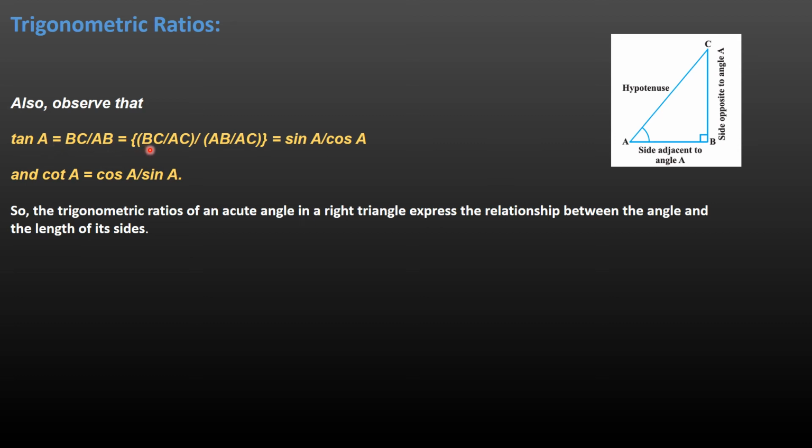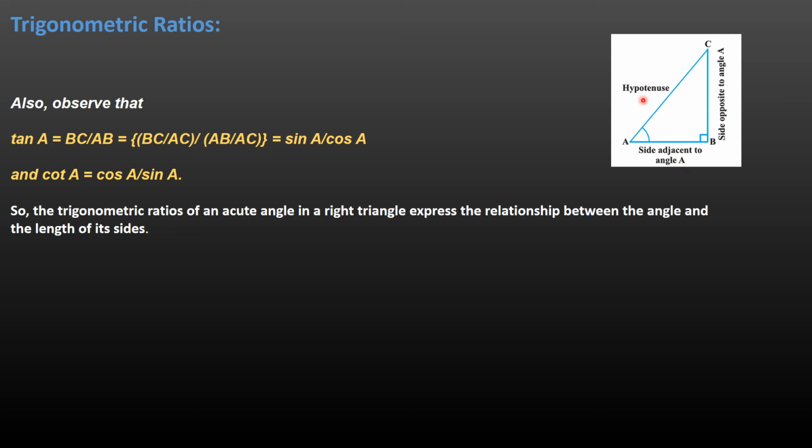So if I divide AC in the numerator and the denominator, so BC upon AC by AB upon AC, then your BC upon AC is nothing but, what is BC here? Your side opposite to the angle A. And what is your AC? Your hypotenuse. So BC upon AC is nothing but opposite by hypotenuse, and your AB upon AC, AB is adjacent and AC is hypotenuse. So AB upon AC is nothing but adjacent by hypotenuse.